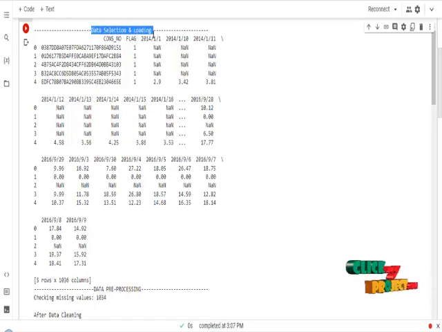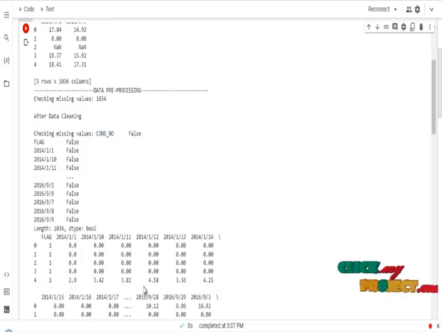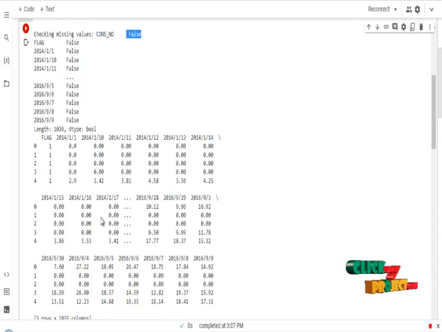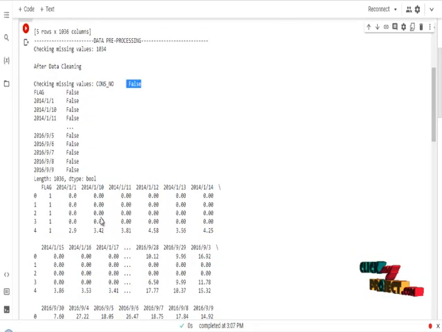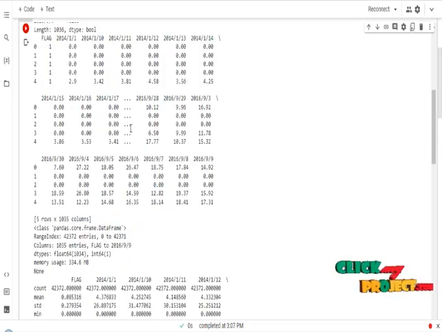This is the first module, data selection and loading. In that, I visualize the sample data from our input data. Then it is applied to data pre-processing. In data pre-processing, I check the missing values and null values contained in our dataset. The result shows 1034 columns contain missing values. So we need to replace the missing values with the unique value of 0. After data cleaning, the result is false, so there is no missing data in any column. After that, I again visualize the sample dataset after pre-processing.